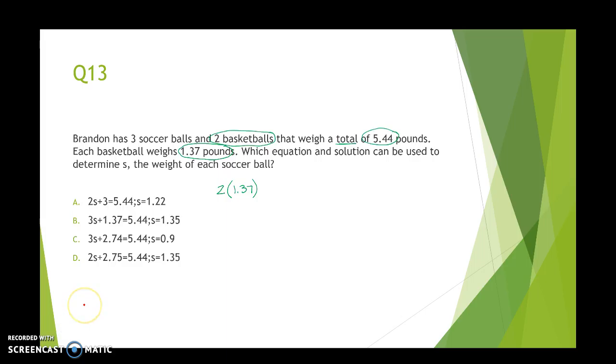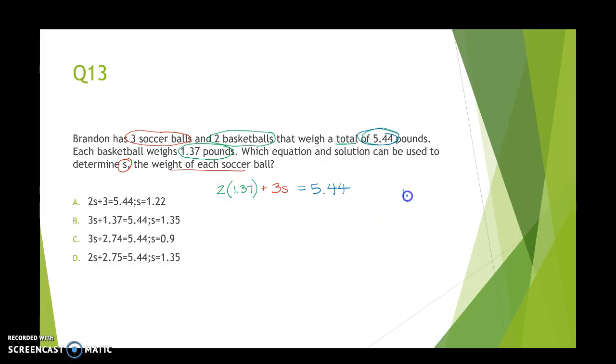So now I'm going to look at the other part. It says S is the weight of a soccer ball, and there's 3 soccer balls. So we're going to add the weight of 3 times a soccer ball. And this is going to give us, we talked about it, we want the total of 5.44 pounds. So from here, what should we do? Well, we can first multiply here to get rid of that.